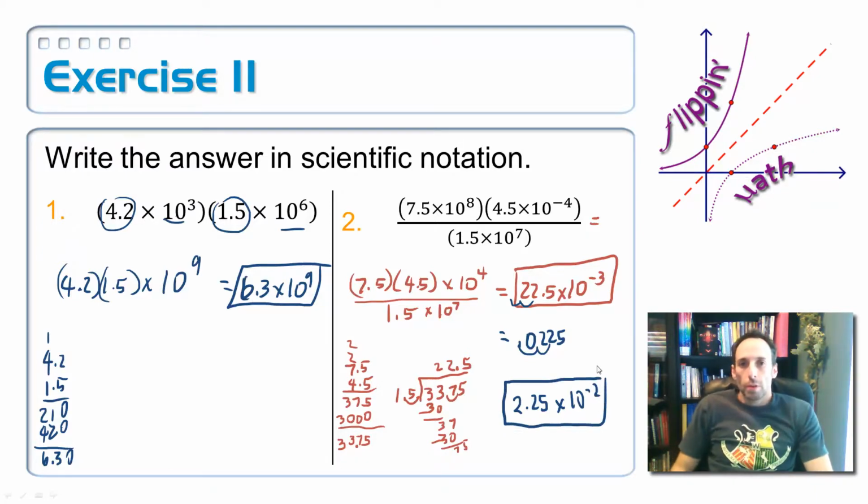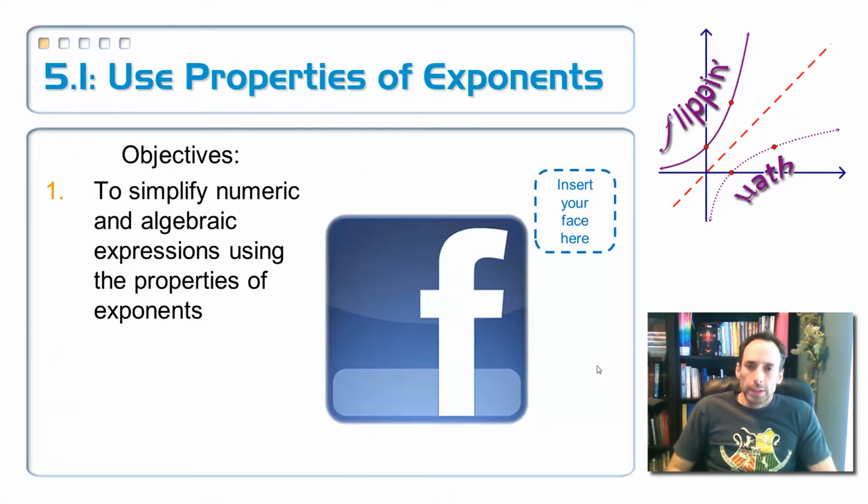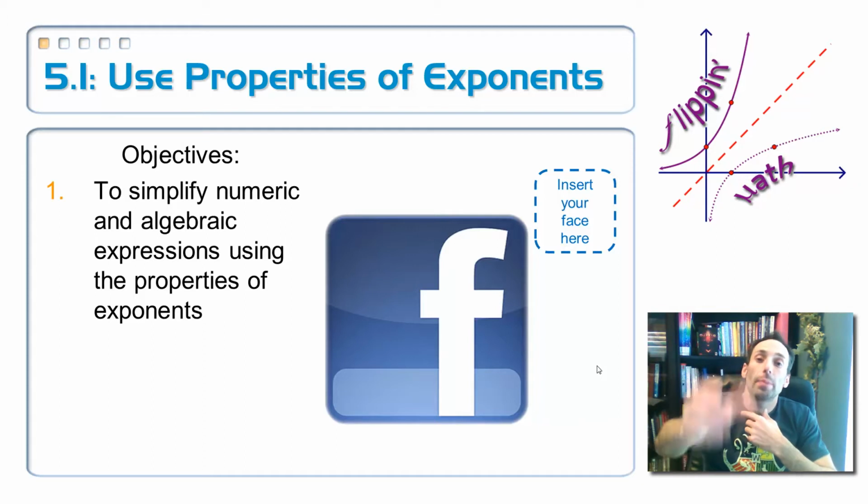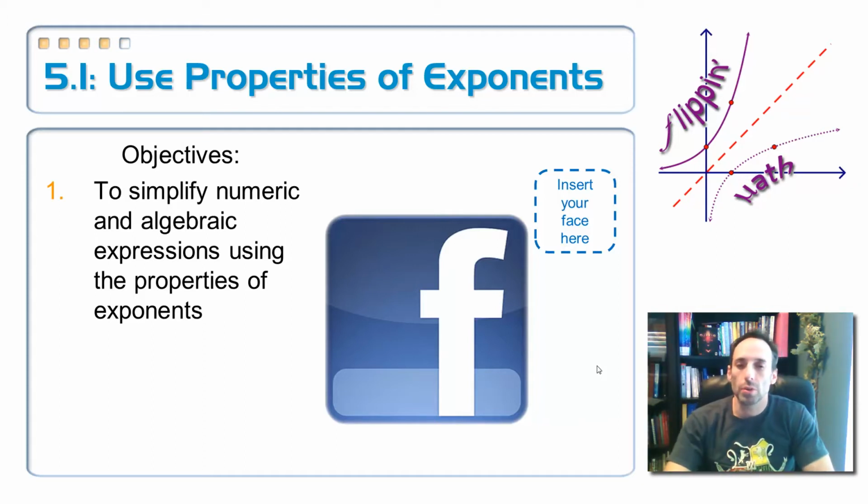Alright, so that concludes our lesson on properties of exponents and whatnot. Again, our objective was simplifying numeric and algebraic expressions using the power property, where you keep the bases the same, add the exponents. The division property, keep the bases the same, subtract them. And power property of exponents, you multiply a power to a power. Anything raised to the 0 power is 1, and whenever you divide, you get a negative power. The negative means reciprocal needs to go down on the bottom.